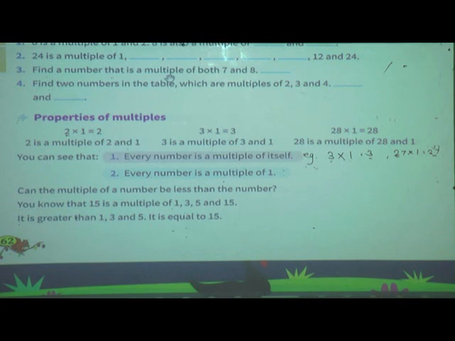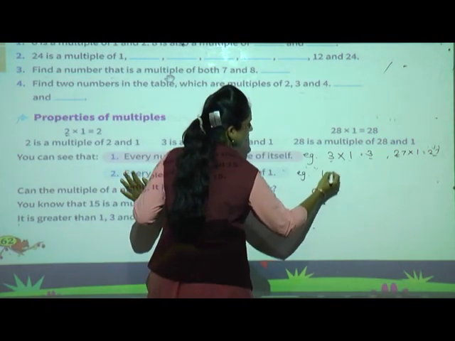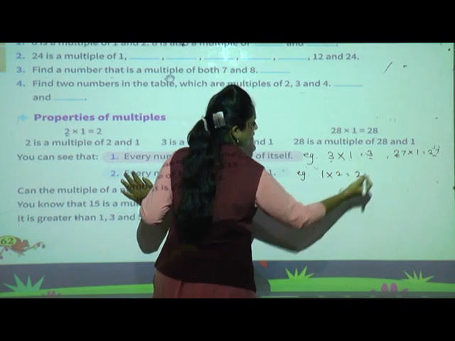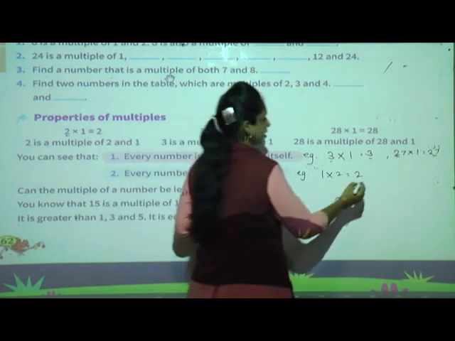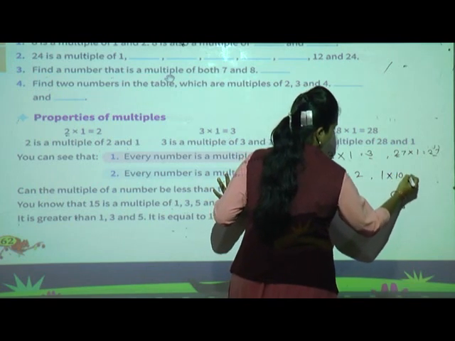Now what about this? Every number is a multiple of 1. See, for example, we can multiply any number with 1. Okay? Whatever the product, it doesn't matter. What they are saying is, we can multiply any number with 1.